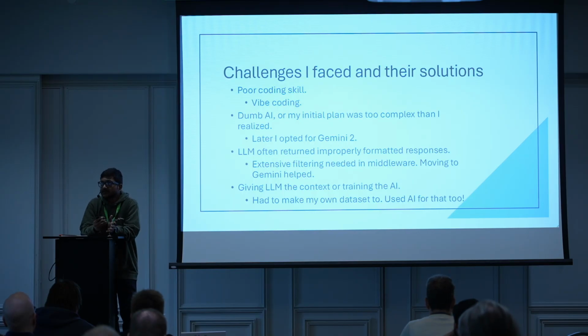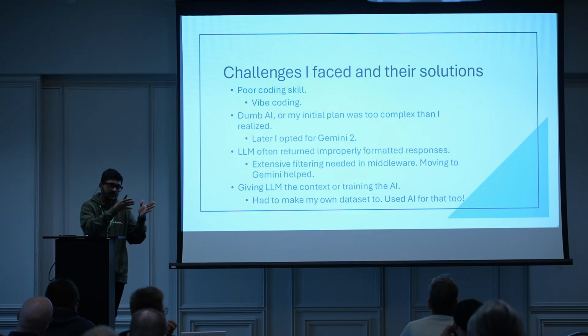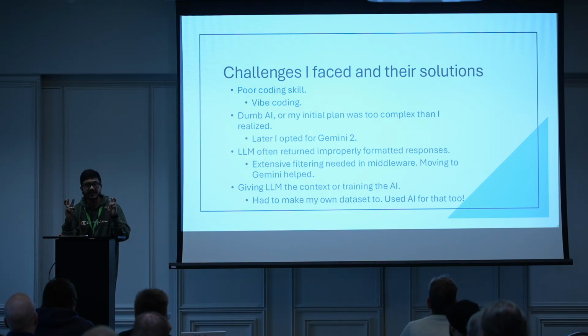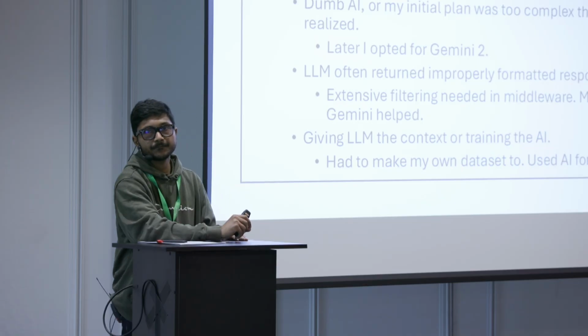The biggest problem I faced was that when the LLM returned, it didn't return properly, and the middleware is dumb, right? So when the middleware sends the command to the router, it doesn't know what to check and what the command is. So the LLM has to send the exact command to the middleware, then the system will work properly. Moving to Gemini 2 actually helped a lot for that.